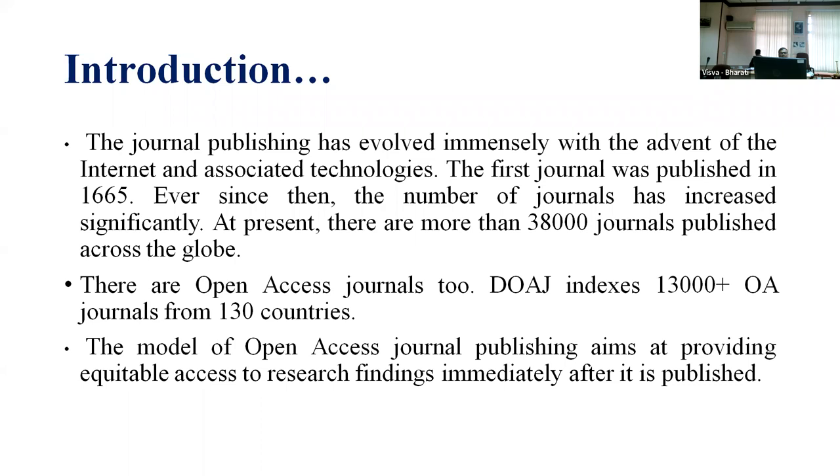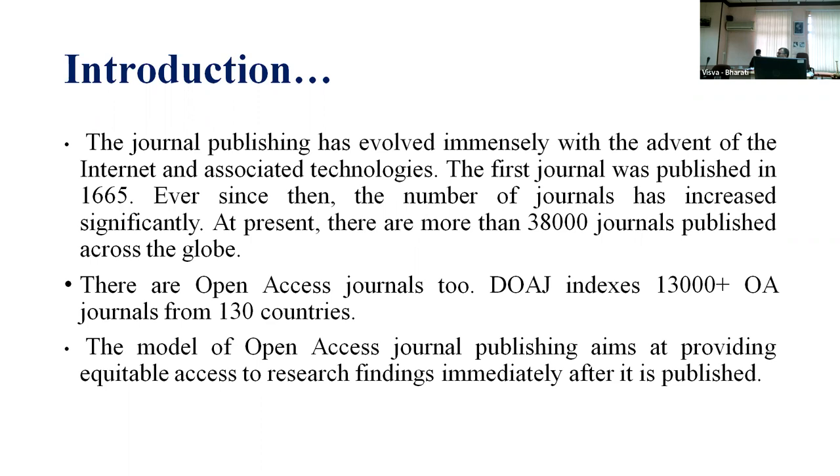Journal publishing has evolved immensely with the advent of the internet. This is the general journal associated with the technologies. The first journal was published in 1965, important for your multiple choice question. Since then, the number of journals has increased significantly. At present, there are more than 100 journals.